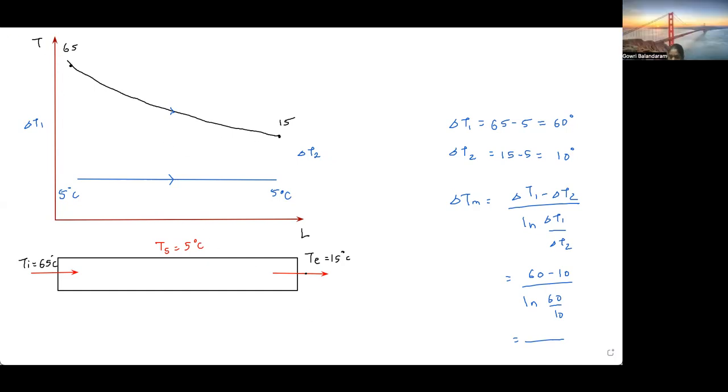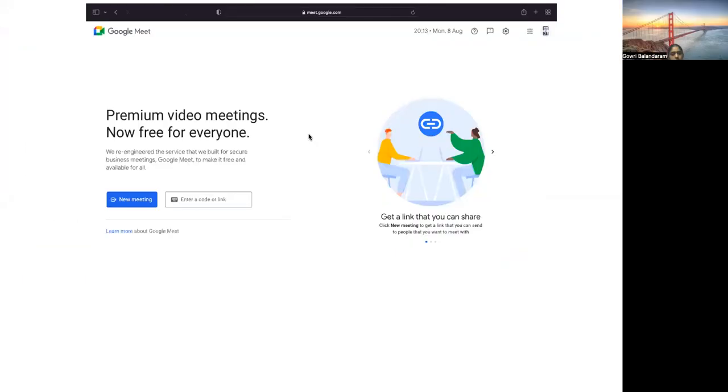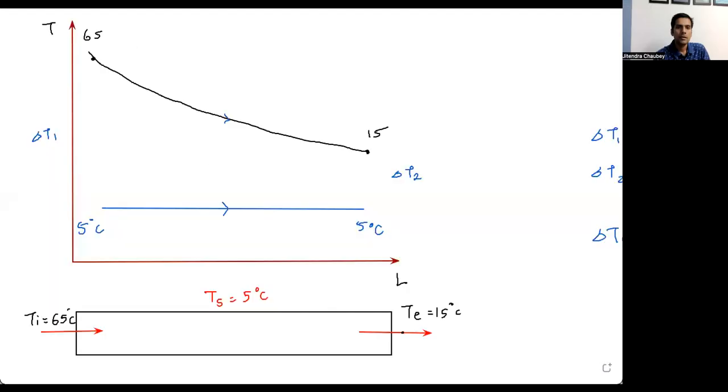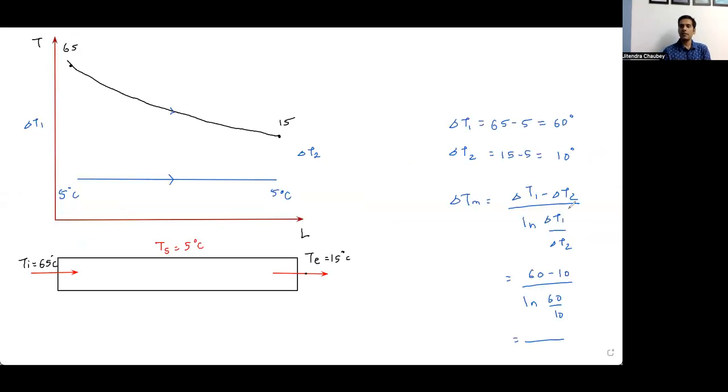Okay, I will share the whiteboard again. See, in your solution, they have also written the temperatures, but remembering those values is very difficult. Instead, this is easier to understand. Delta T1 is something at entry, delta T2 is something at exit. What is delta T? Temperature difference. Now, sometimes you might take 65 minus pi.